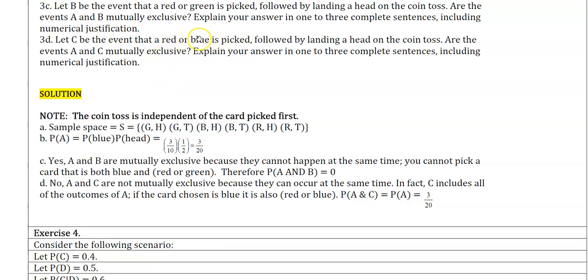All right, C admits that a blue card can be picked, and that's precisely what A is doing. It's picking a blue card, so these are not mutually exclusive, and you can see that the probability of a blue card followed by a coin toss and a red or green card followed by a coin toss is simply the probability of A, okay, which would be 3 over 20. All right. Okay, so there we have number 3.